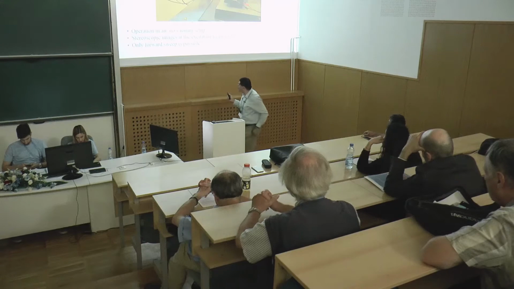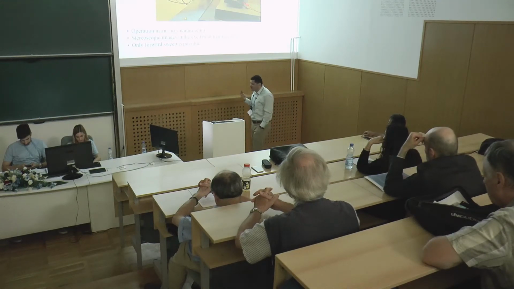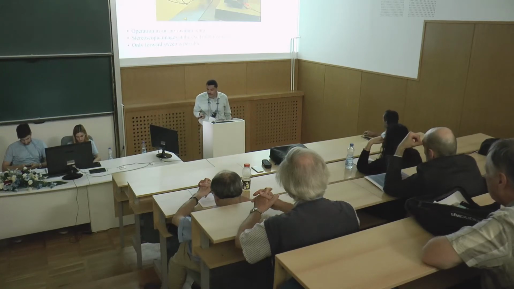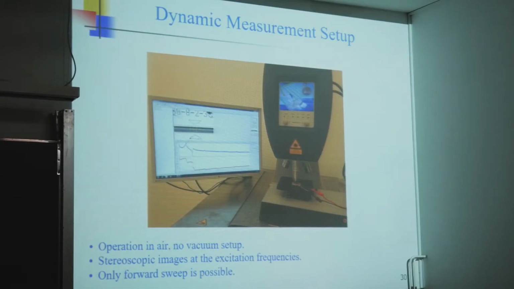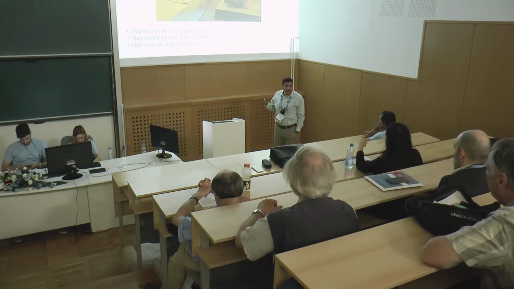So this is the high-speed camera. It's stereoscopic images, and it allows me to capture the dynamics in air. But the bad news, I can only do forward sweep. I can do backward sweep, but the students complain that it's too lengthy and complicated. So let's stick with that disadvantage: most of the time I will show you only forward sweep.